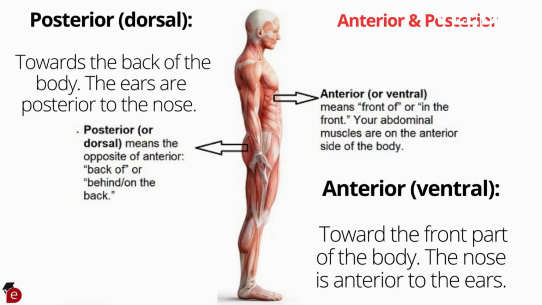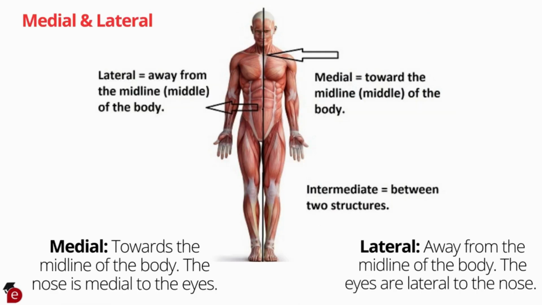So the next terminology is posterior and anterior. Posterior means towards the back of the body. A good example is the ears and the nose. You can say that the ears are posterior to the nose, while anterior, which is also known as ventral, means towards the front part of the body. So you can say that the nose is anterior to the ears, meaning that the nose is towards the front compared to the ears.